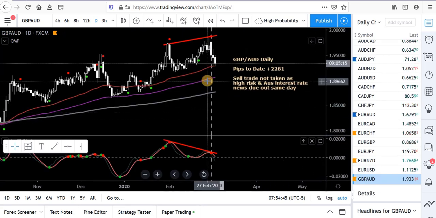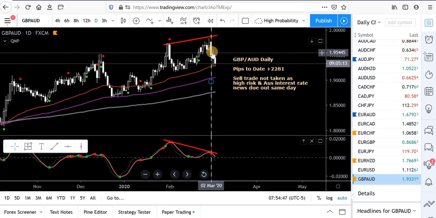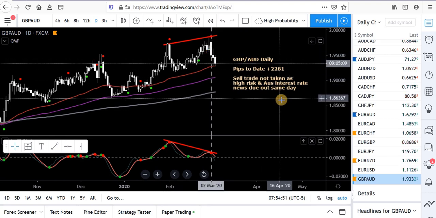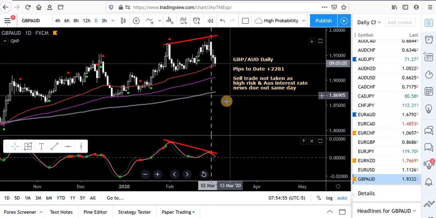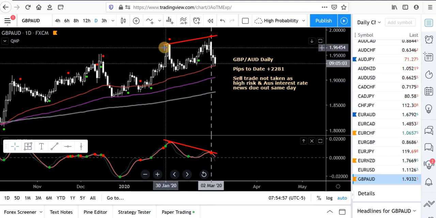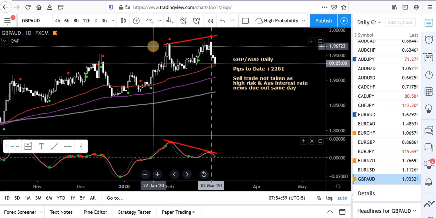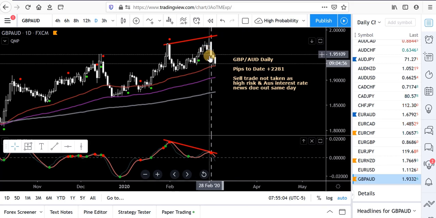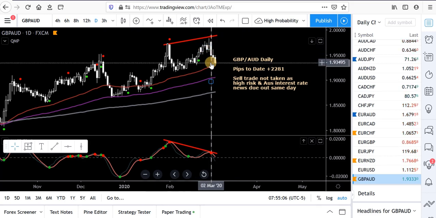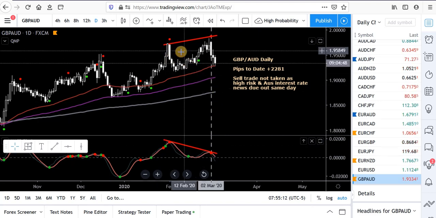Pound Aussie, there was a sell signal here a couple of days ago. I made note of it, and I said I wasn't going to take it. In hindsight, I would have made a few pips, but it was just too high risk. Even though I've got regular bearish divergence, price is already pretty close to the MAs, and the MACD platinum was just above the zero level, which is not my preferred option. So it was a high risk trade.